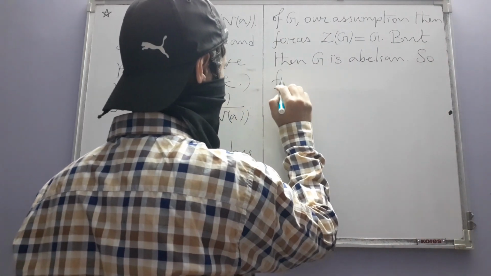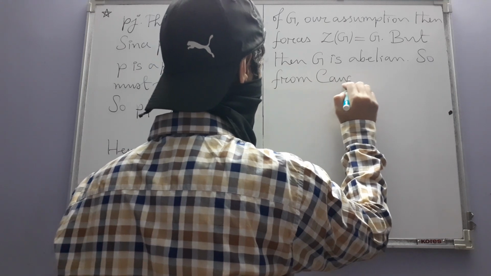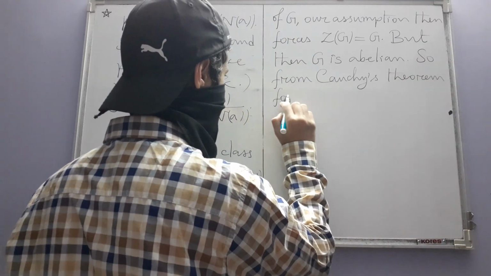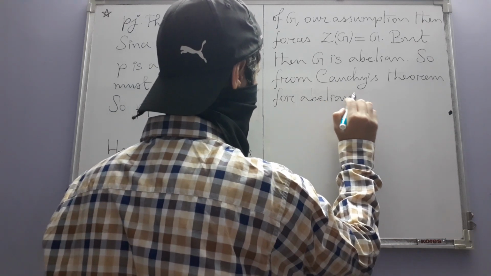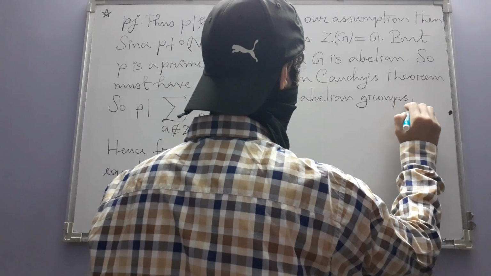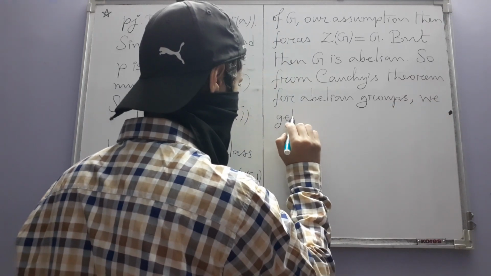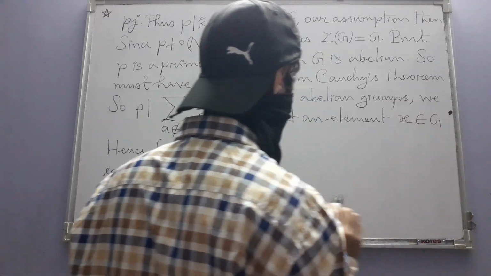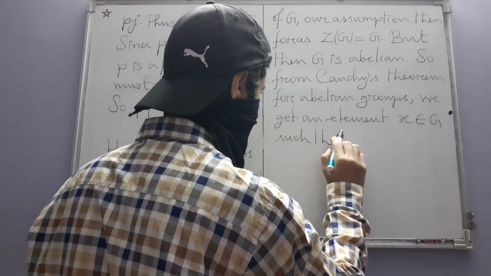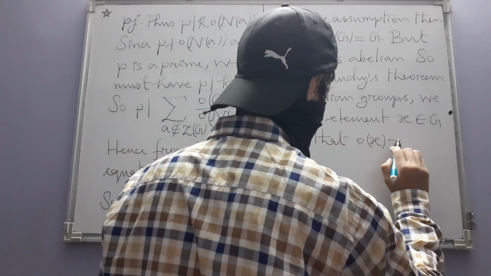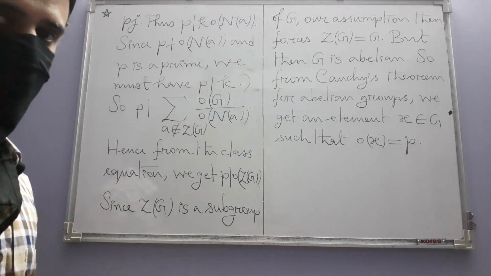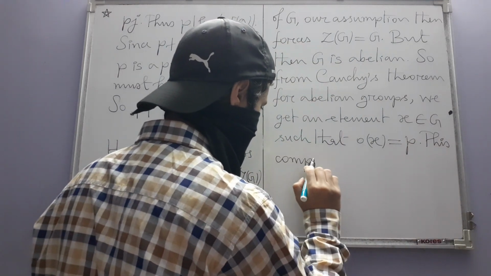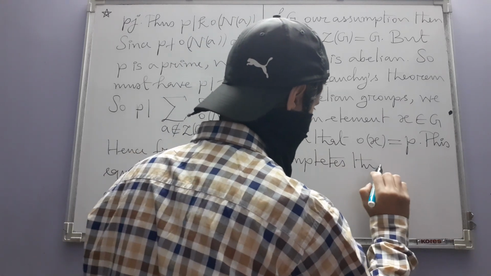So from Cauchy's theorem for abelian groups, we get an element X in G such that the order of X is equal to P. So this completes the induction, and it also completes the proof.